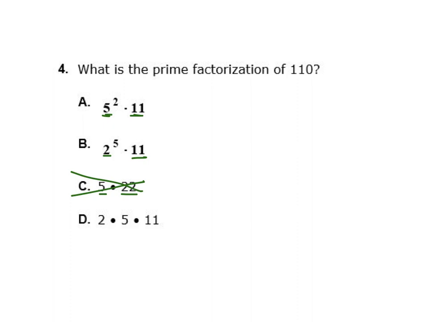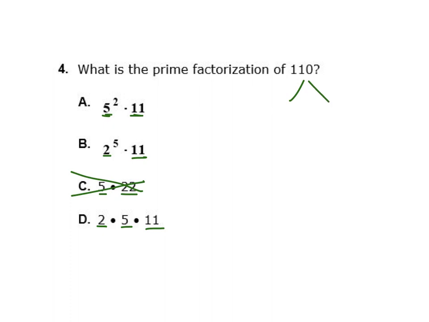And then D, you have 2, which is prime, 5 is prime, and 11 is prime. So all of those are the ones that we're looking at, and we're making sure that they're not composite numbers. Now we could go ahead and do our factor tree.